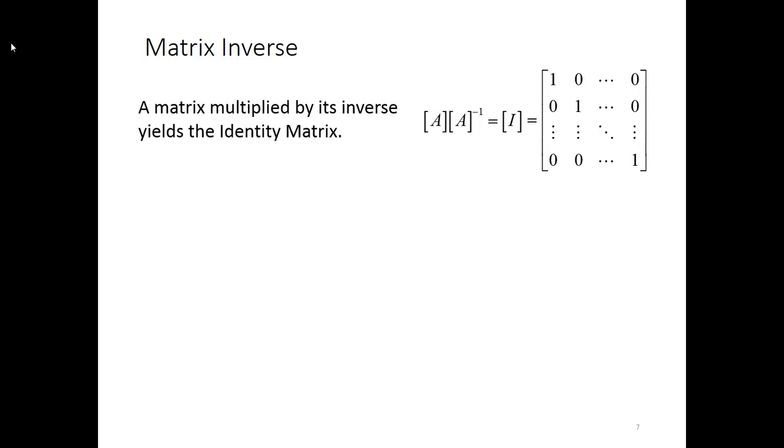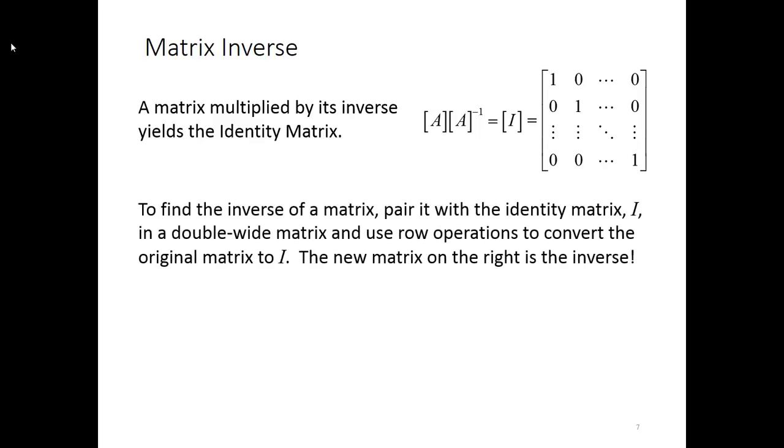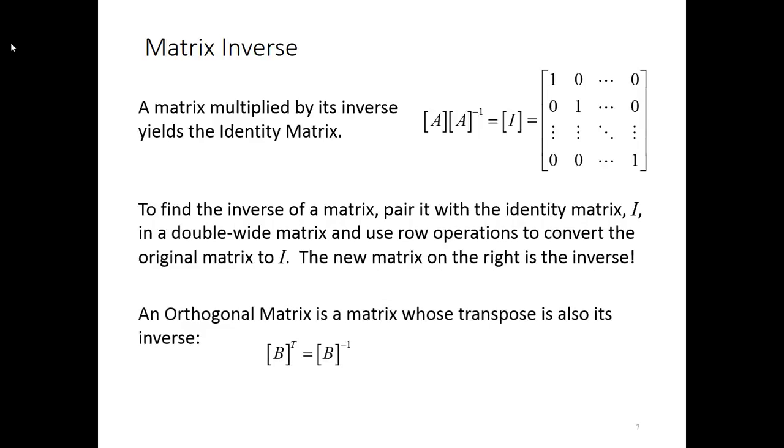So I'm going to show you a process to find a matrix inverse. What we want to do is pair the original matrix with the identity matrix. I'll show you that in just a moment. That gives us a double-wide matrix, and then we can use row operations to convert that original matrix to I. The new matrix on the right is the inverse. And just as an aside, an orthogonal matrix, another useful term, is a matrix whose transpose is also its inverse.